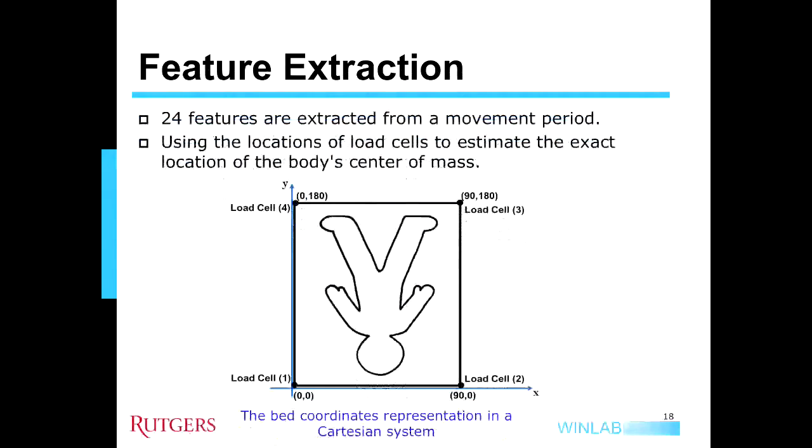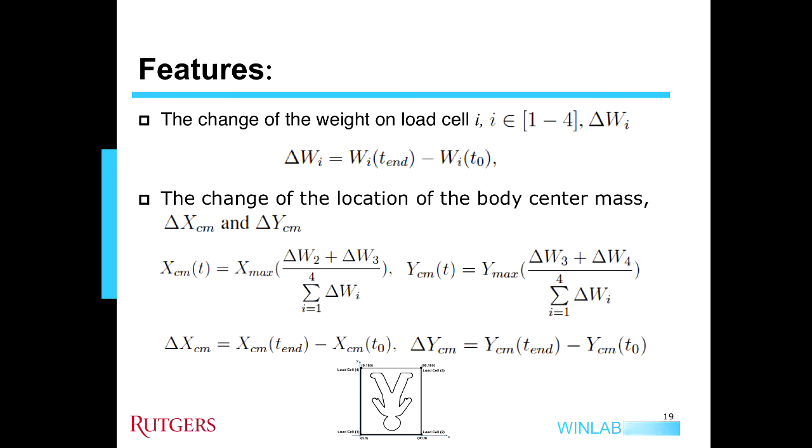With every movement, there will be different distribution for the weight. These are also very useful to be used in motion classification. So the first, we have 24 features. The first 4 features are the difference in the weight in each load cell. So we have 4 corners, 4 bed legs. In each bed leg, under each one, we have a load cell. We measured the difference in the weight.